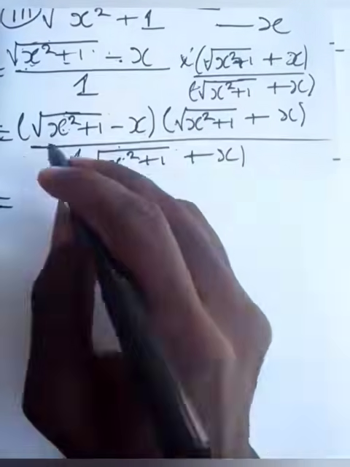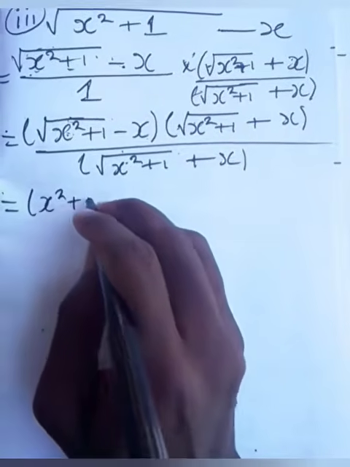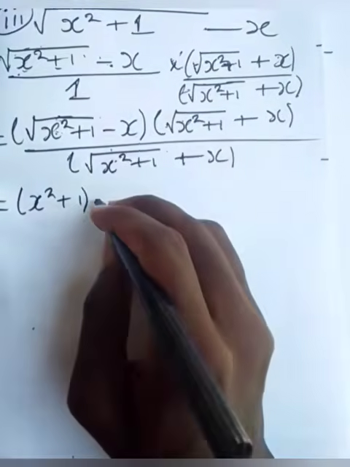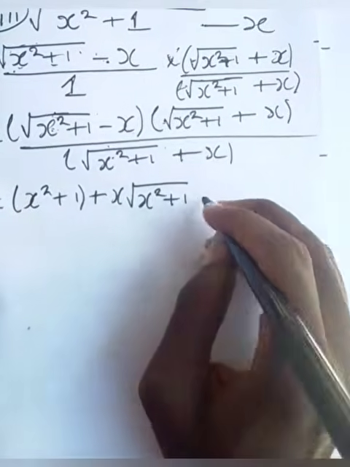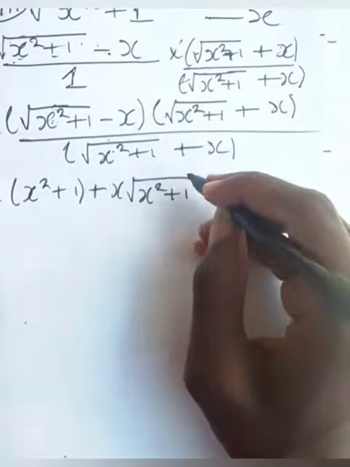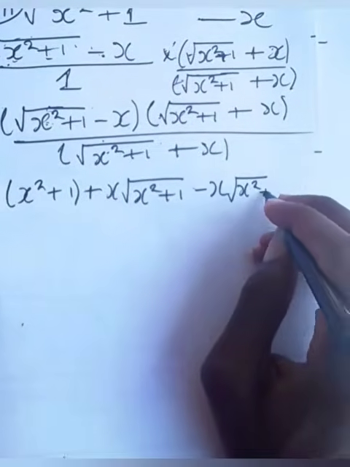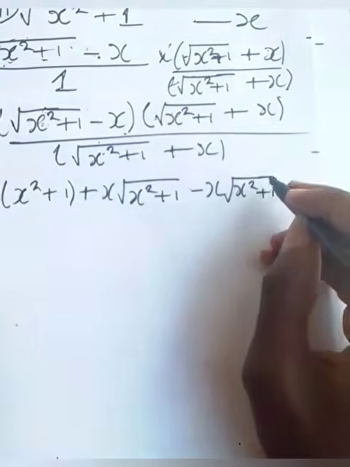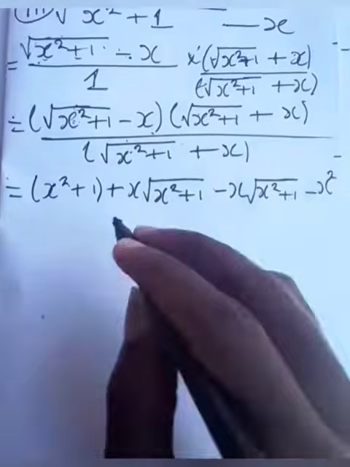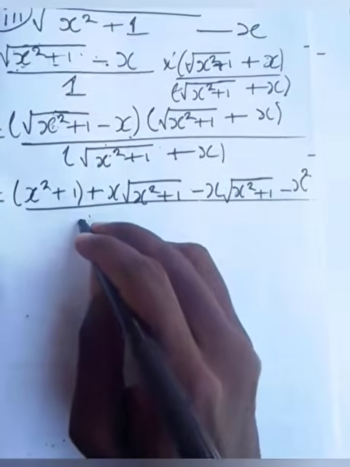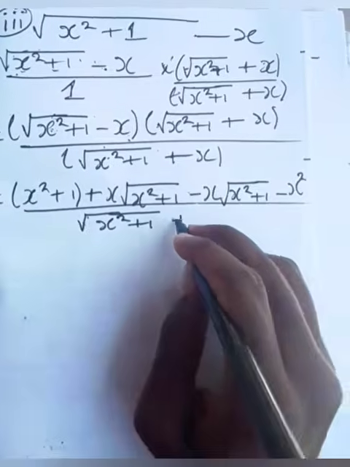So this times this, since they are similar, we are going to end up with x power 2 plus 1. This times that is going to be plus x power 2 plus 1. And then this times this is going to be negative x power 2 plus 1. And then this times that is going to be negative x power 2, over square root of x power 2 plus 1 plus x.